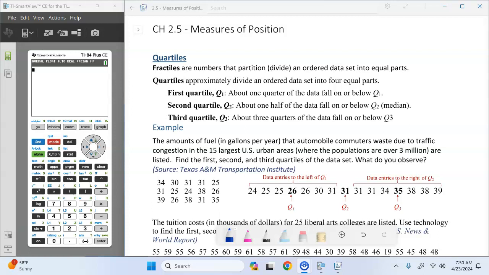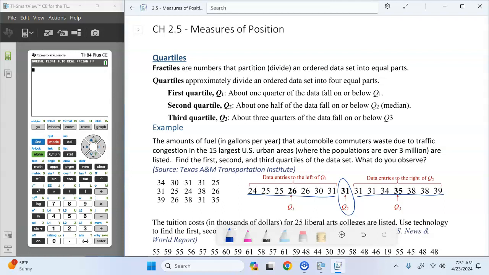So we've got our 15 cities. We put them in order. And usually the easiest thing to do is find your median first. Find your midpoint. Okay? Cut your data in half. And so we find our second quartile, and that's going to be at 31. And so half our entries are to the left, and the other half of our entries are to the right. Because we have 15 cities, and it's an odd number, we've got one number for our quartile 2. And so then we have 7 cities on the left, and we have 7 cities on the right. Okay? So data entries to the left of quartile 2, data entries to the right.